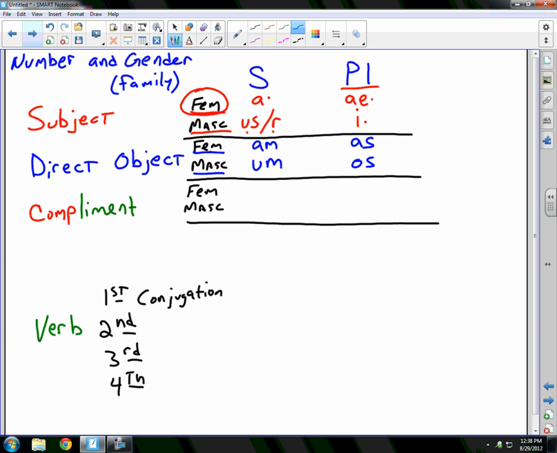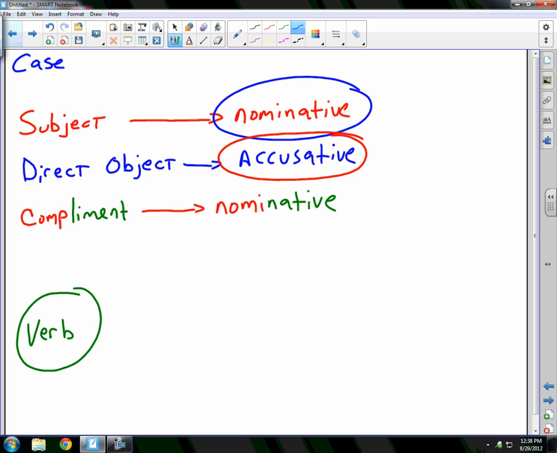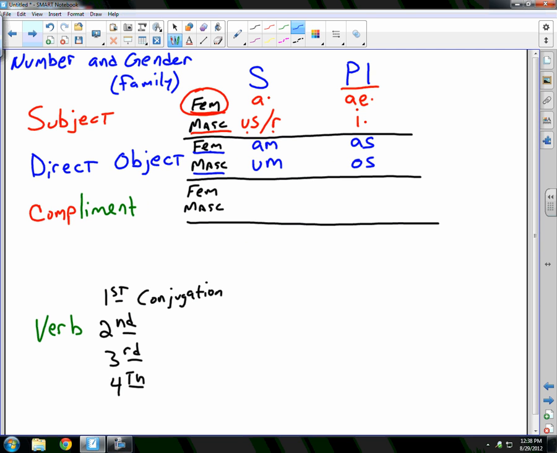If I determine that the grammatical function of the word is a complement, then I have, again, a nominative ending. Complements are going to have a nominative ending, so I decide it's a complement. I have to decide whether it's singular or plural, feminine or masculine. I'm going to have the same endings that I had up top. Oh, sorry, my bad. I'm going to have A for the feminine singular, AE for the feminine plural, US or R for the masculine singular, and I for the masculine plural. Complements and subjects are nominative case. The direct object is in the accusative case.